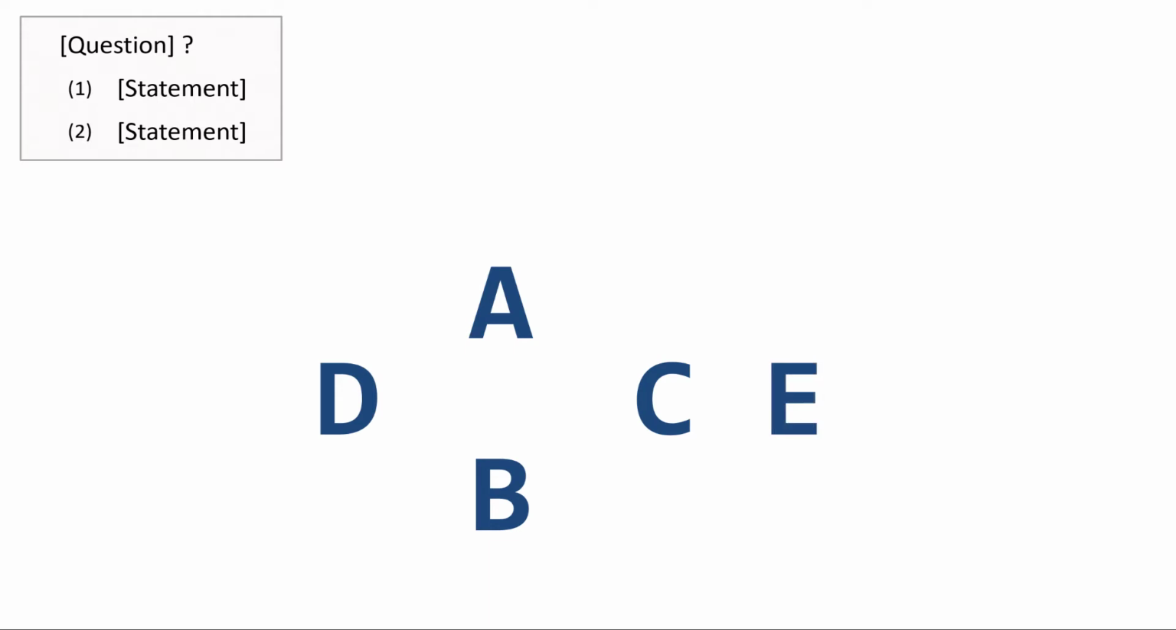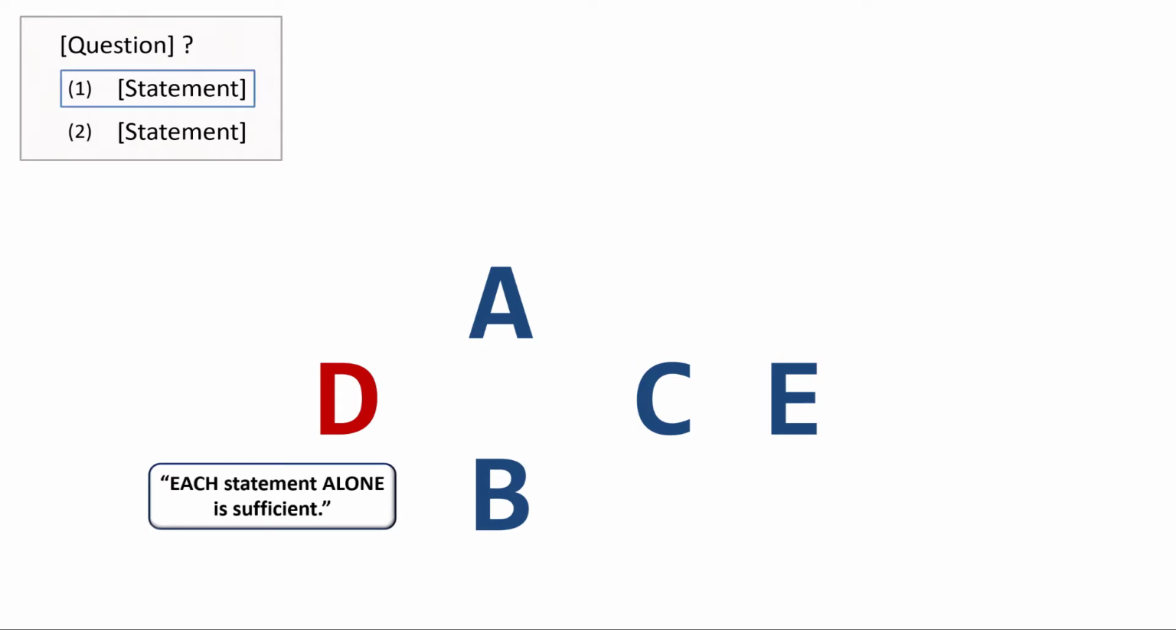What you are looking at is the DABC grid, invented right here at Chiron GMAT. This grid lays out the logical structure of the answer choices. Let's consider each answer separately, beginning with D. D says, each statement alone is sufficient. In other words, statement 1 all by itself is sufficient to answer the question, and statement 2 by itself is also sufficient.